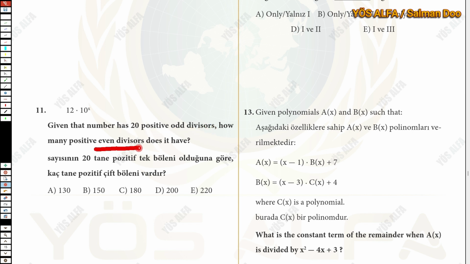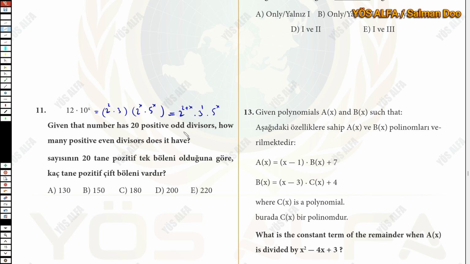How many positive even divisors does it have? So to talk about the positive divisors, we need to prime factorize this expression first. Let's do that. 12 is the same as 2 squared times 3, and 10 to the x is the same as 2 to the x times 5 to the x. When we simplify this, we have 2 to the 2 plus x times 3 to the 1 times 5 to the x.